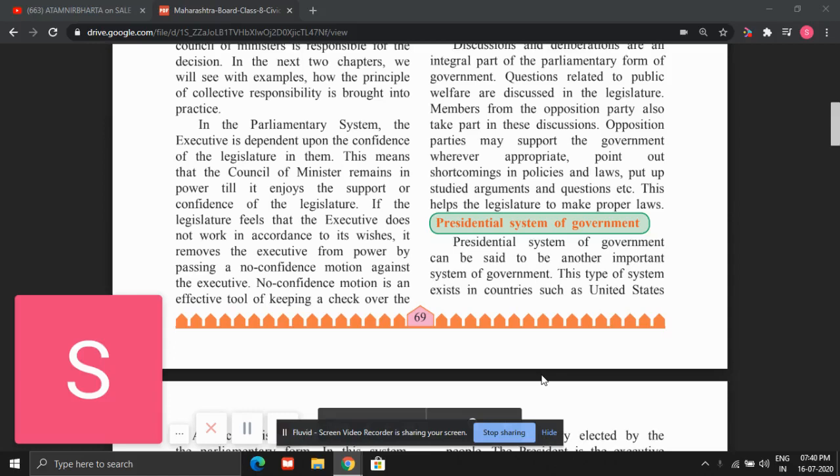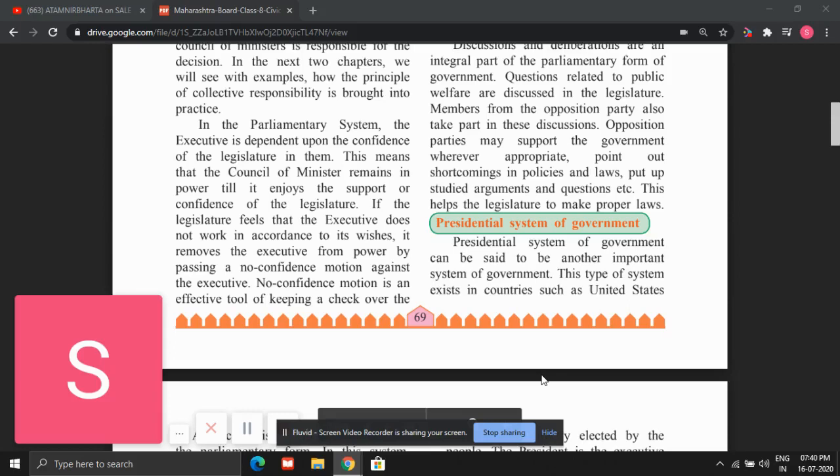Now, in the parliamentary system, the executive is dependent upon the confidence of the legislature. Here we're talking about the executive, which means the council of ministers. The executive, or the council of ministers, remains in power till they get the support or the confidence of the legislature. And if the legislature feels that the executive is not doing their work according to the wish of the legislature, then the legislature can remove these executives from their power.